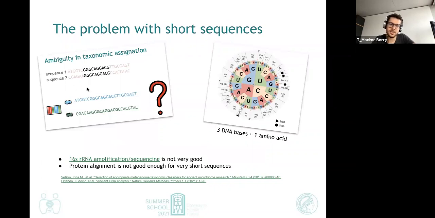If we go back to the slide where we had this ambiguity in taxonomic assignation, you could see that, for example, in the two sequences that we sequenced, if we would have had DNA fragments in our sample that were one letter longer, we wouldn't have had this ambiguity, and we would have been able to assign each sequence to the species that it's coming from. And in general, the shorter the sequences, the less precision you will have in the taxonomic assignation.